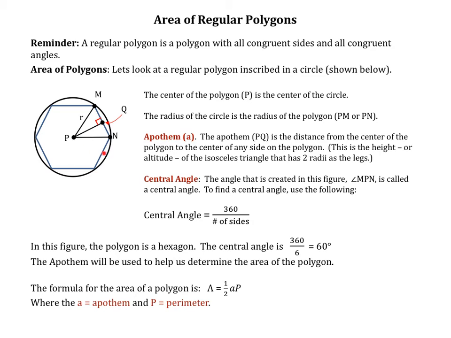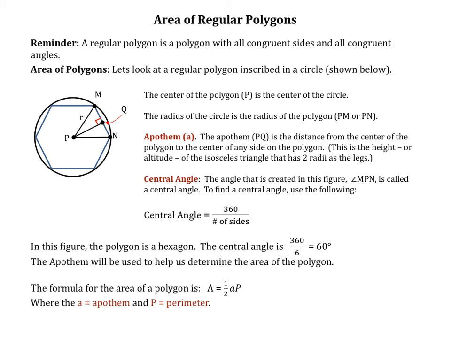So I could draw my apothem in a lot of different locations. This is the height, or the altitude, of the isosceles triangle that has two radii as legs. So here, this triangle, PMN, it's isosceles because two of the sides are PM and PN. They both have a length of the radius, so that's going to be isosceles. And then PQ is the height of that little isosceles triangle.